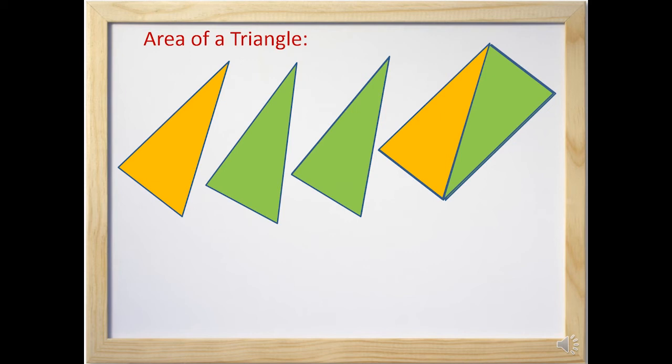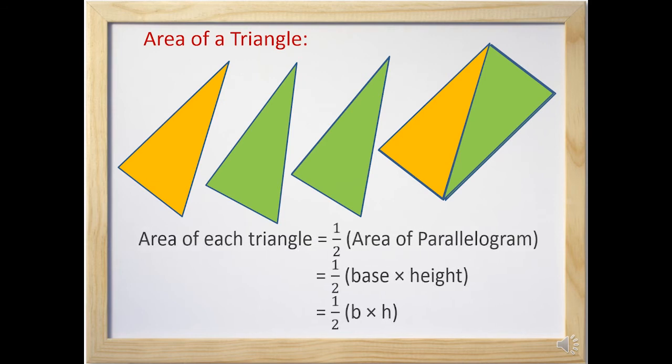Now children, you all know that the area of a parallelogram is given by what? The area of a parallelogram is given by base into height. Then what can be the area of each congruent triangle here? Naturally, it will be half of the area of the parallelogram. So, is it easy? Yes.